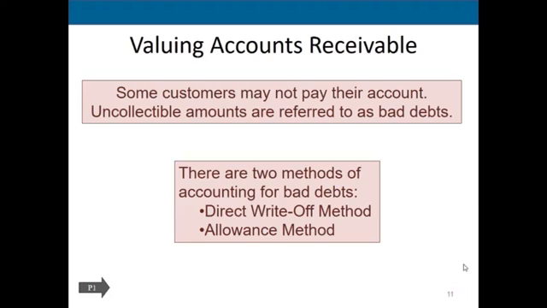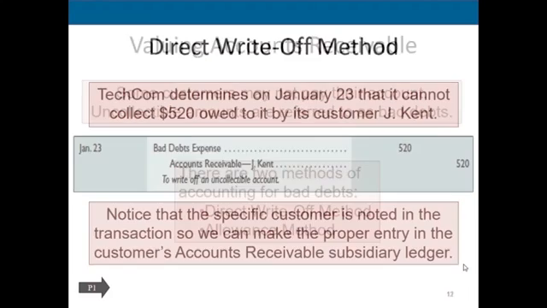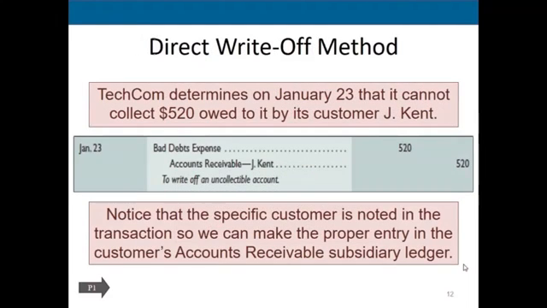There are two primary methods of accounting for bad debts. The first one is the direct write-off method, which is pretty easy, I'll be honest. And the second is going to be the allowance method, which has a few subparts to it. Let's look at direct write-off first. In this example, TechCom determines on January 23rd that it cannot collect $520 owed to TechCom by its customer Jay Kent. What do we do? Very, very simply, in the direct write-off method, we're going to push $520 into bad debt expense, and we're going to take the accounts receivable for Jay Kent off the books with a credit of $520.